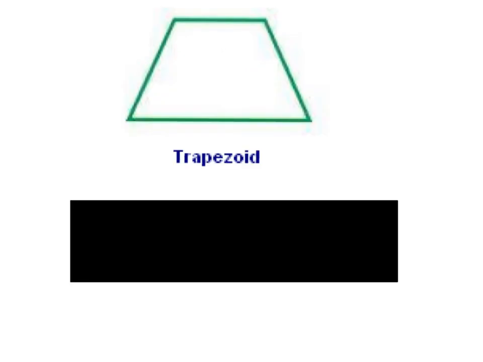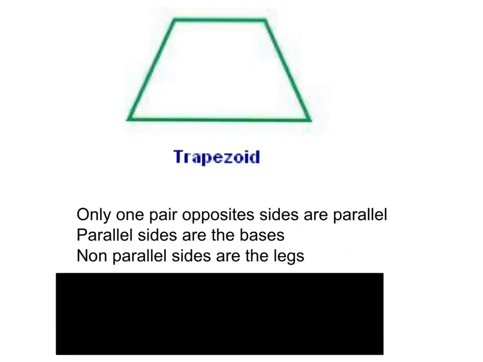Trapezoid, unique little drawing. Only one pair of sides are parallel, and that would be these two. Parallel sides are the bases, so it's kind of what it sits on. And non-parallel sides are the legs.